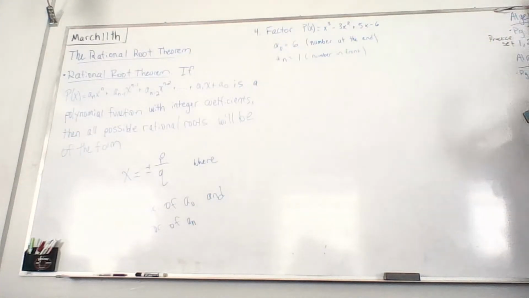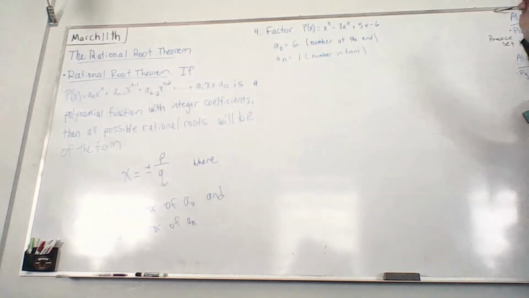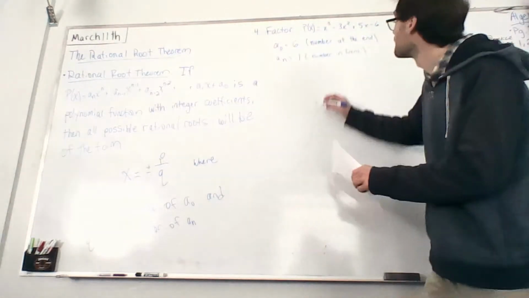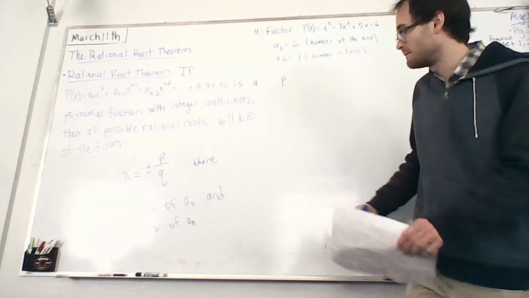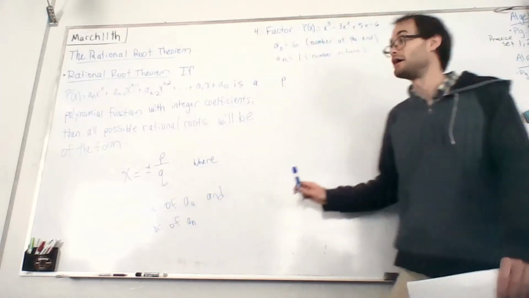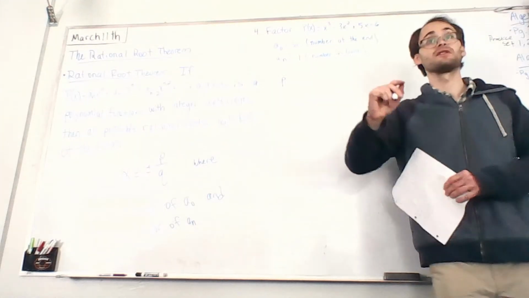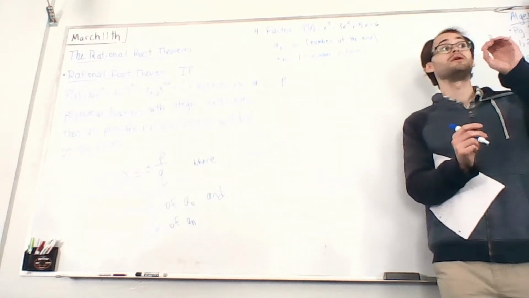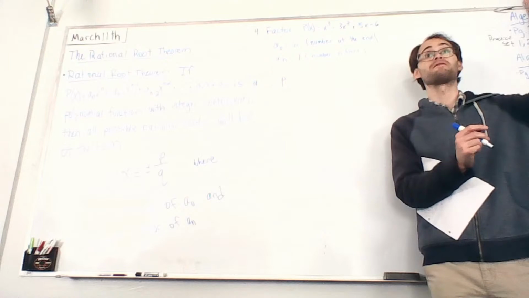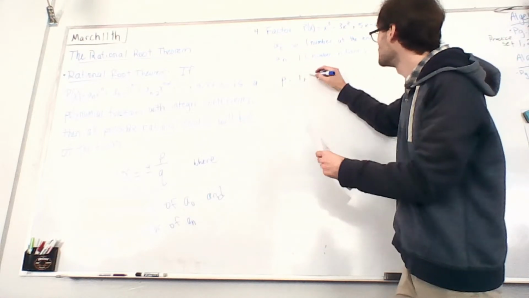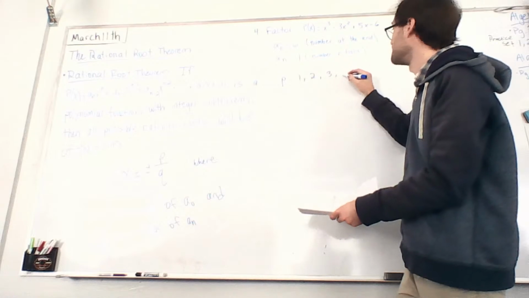All right, guys, stay with me now. This is gonna be a long problem. Now I need to list out P and Q. P, okay. Factors of A naught. In this case, factors of 6. Factors of 6. 2 and 3, 1 and 6. Don't forget about the obvious ones. So 1, 2, 3, 6.